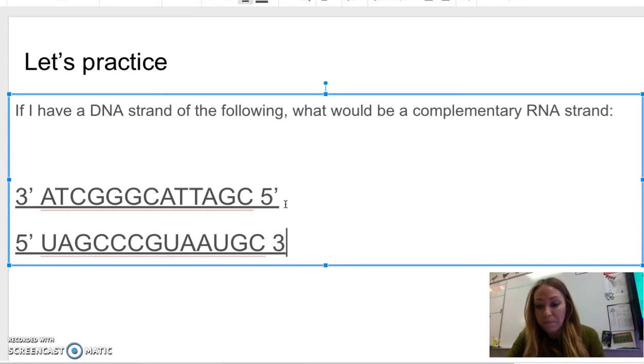I keep doing that. Okay, so I want you guys to kind of finish this up, and you're going to do a couple practice problems on the next slide. Make sure that you understand how to do this and that you're comfortable with it.